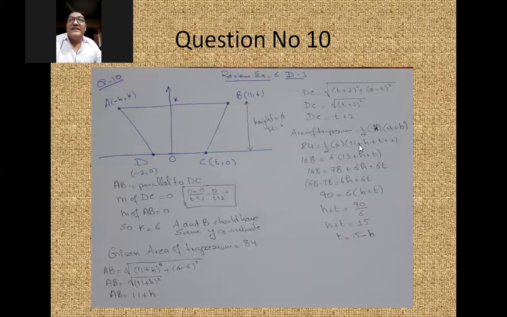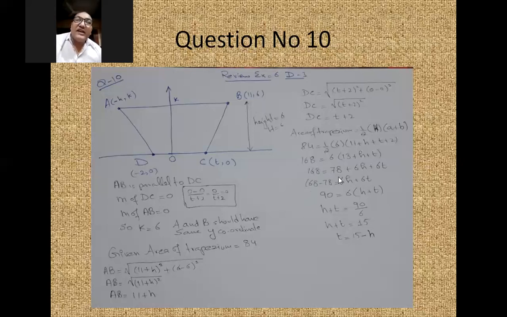1 by 2 into height, which is 6, into this value, 11 plus h, plus this value, t plus 2. So this 2 will go to the other side. It will become 168 equals 6 into 13 plus h plus t. So this 6 will multiply with this bracket. You will have 168 equals 78 plus 6h plus 6t. So this 78 will go to the other side. You will have 168 minus 78 equals 6h plus 6t. So 168 minus 78 will be 90.